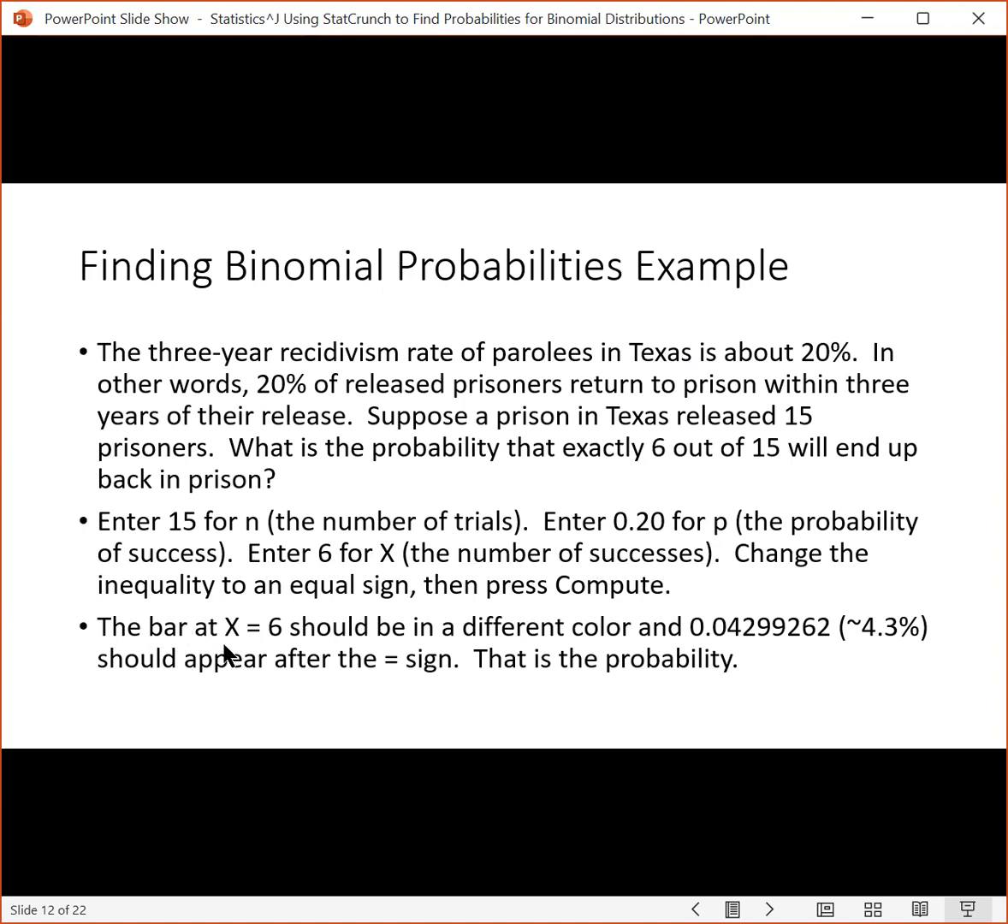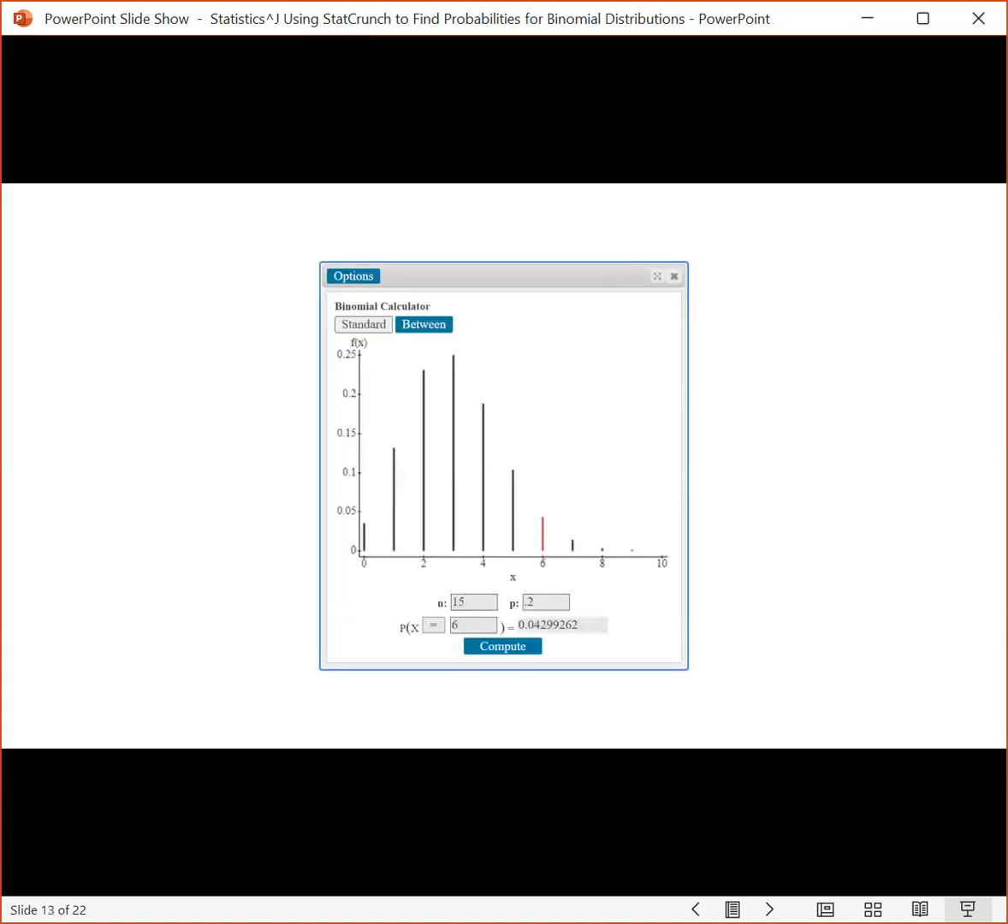If you do that, the bar at x equals 6, the lone success here, should be in that red color. And there is roughly a 4.3% chance that 6 of the 15 will return to prison. You can see it's in red, and all the information is entered here: 15 trials, 20% chance, and exactly 6 return to prison.